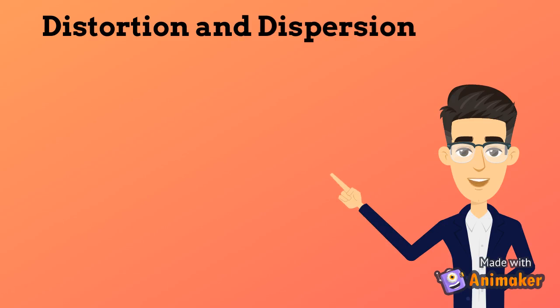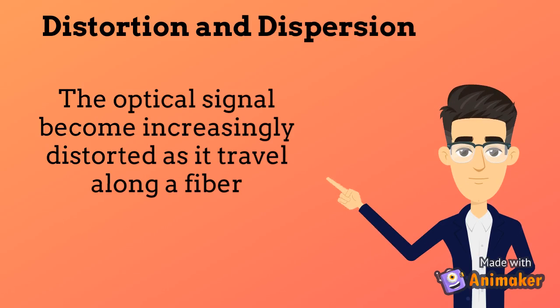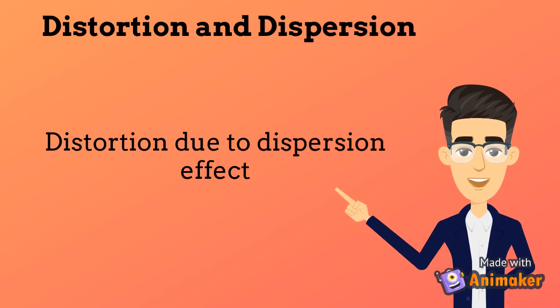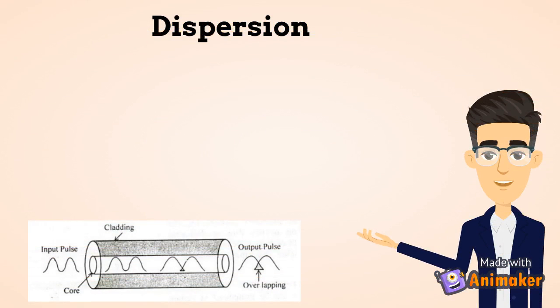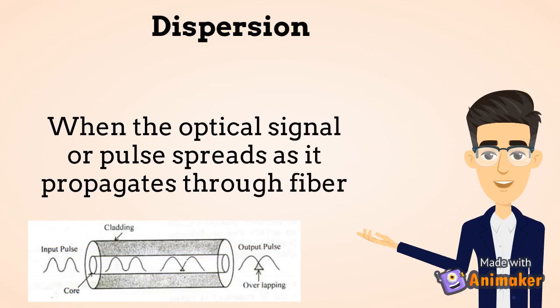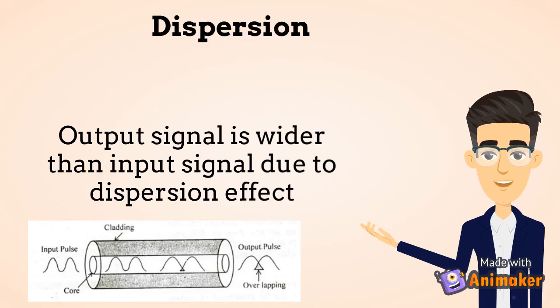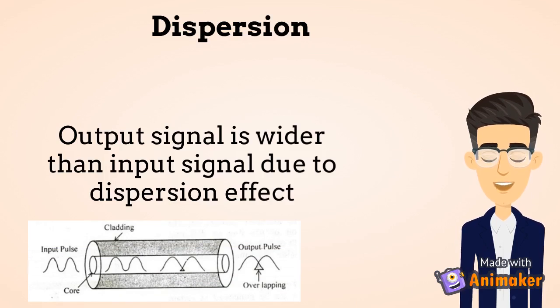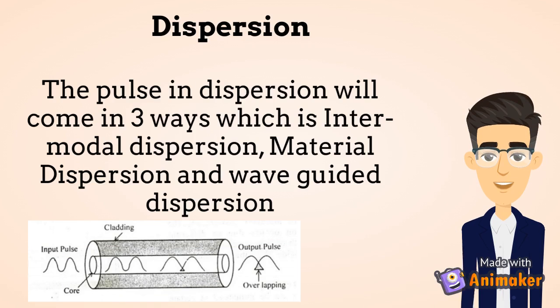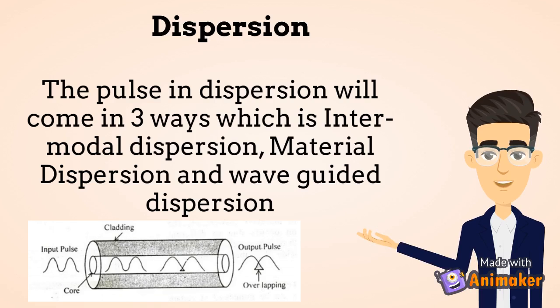Fifth, distortion and dispersion. The optical signal becomes increasingly distorted as it travels along a fiber. Distortion is due to the dispersion effect. Dispersion occurs when the optical signal, or pulse, spreads as it propagates through the fiber. The output signal is wider than the input signal due to the dispersion effect. Pulse dispersion comes in three ways: intermodal dispersion, material dispersion, and waveguide dispersion.